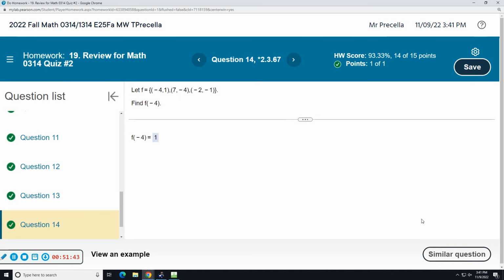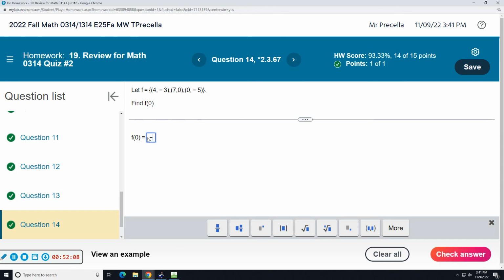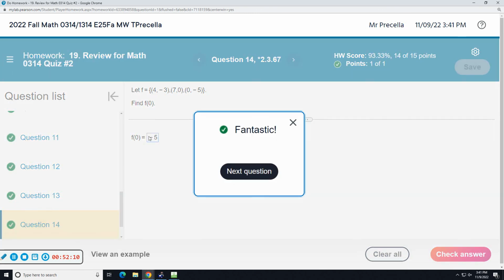Did y'all get that? Let's do a similar question. What's the x value in this case? 0. When x is 0, don't go to that one because that's a y value, not an x value. When x is 0, the y value is negative 5. Good. Y'all got the hang of that?